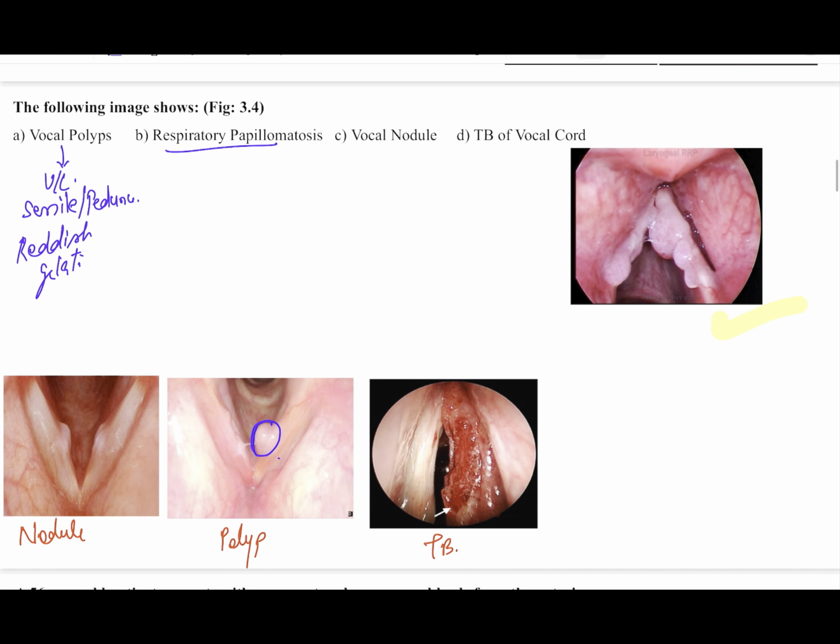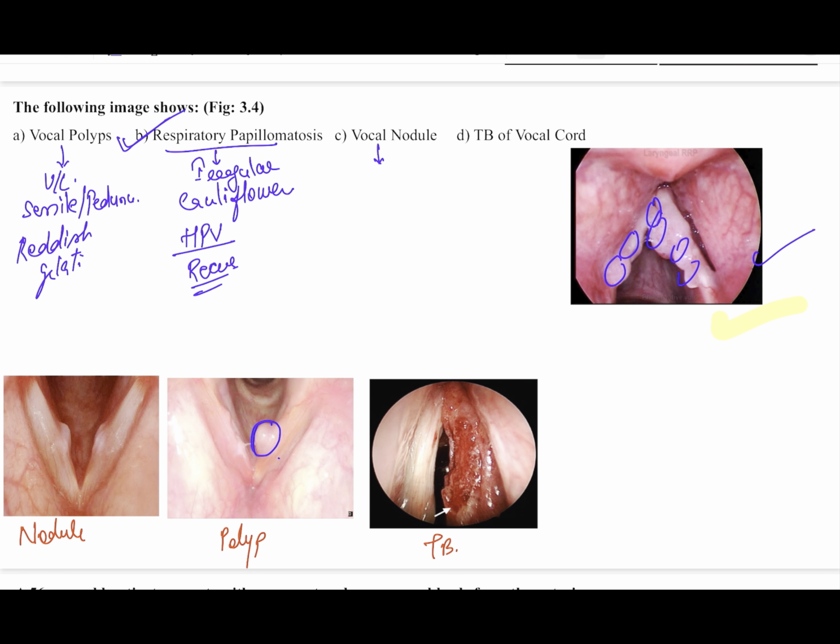Next is respiratory papillomatosis. Respiratory papillomatosis means irregular cauliflower-like growth, or I can say multiple wart-like growths, which is caused by human papilloma virus. Even if you remove these, they will recur again. So treatment is also difficult. Here you can see multiple abnormal growths. This is the correct answer. So the answer will be respiratory papillomatosis.